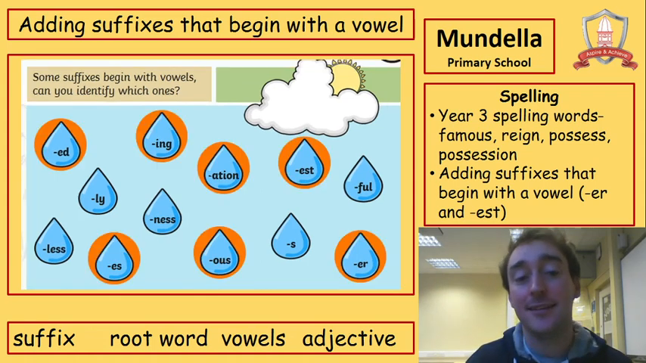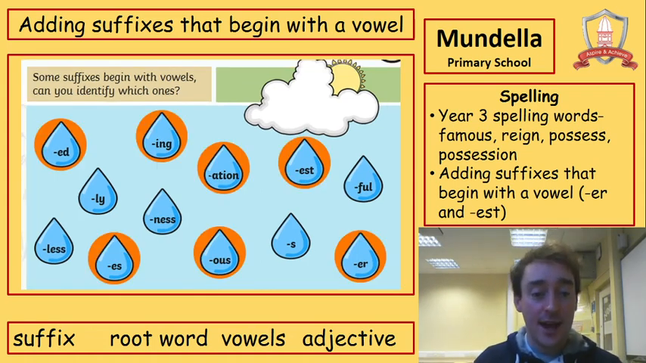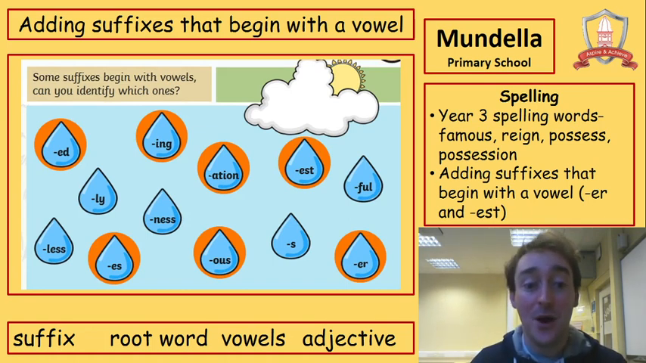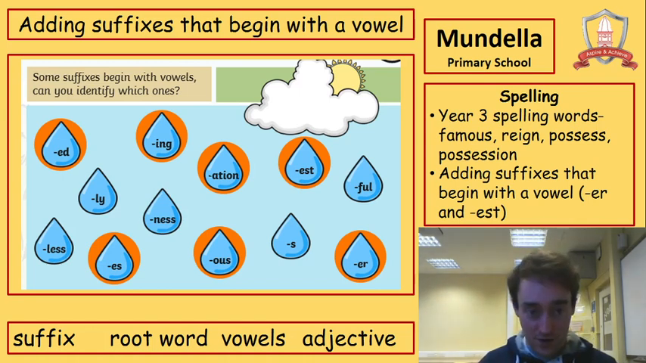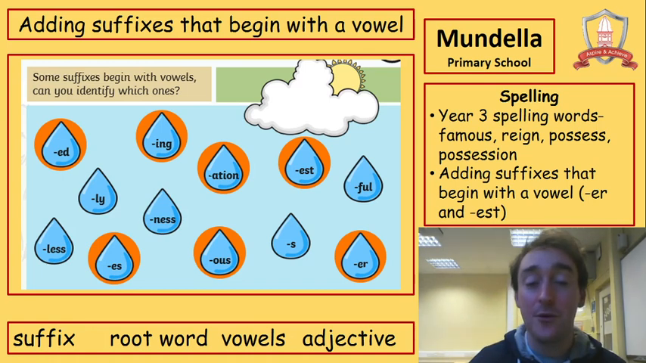Let's look at the answers. Okay, we've got ed, ing, ation, est, s, and famous, I've given as an example. So there were 7 that you could have got there. Well done if you got any of those. Moving on.